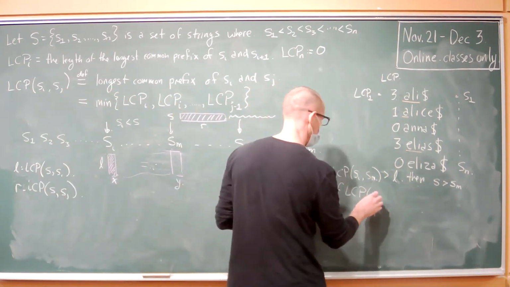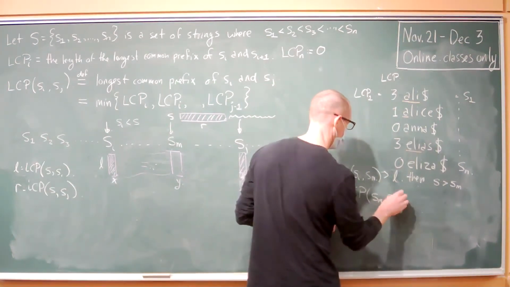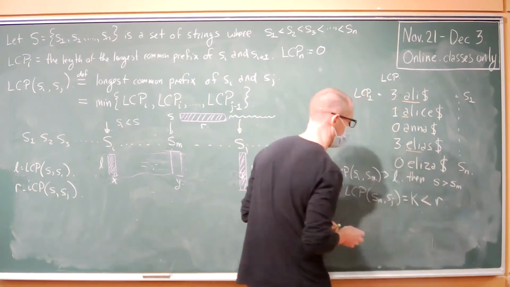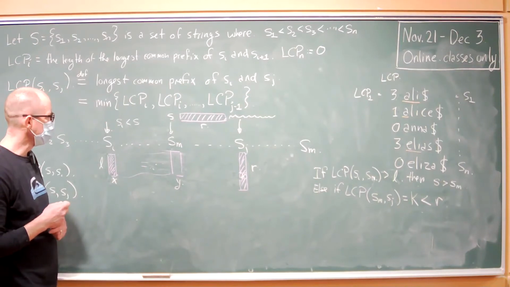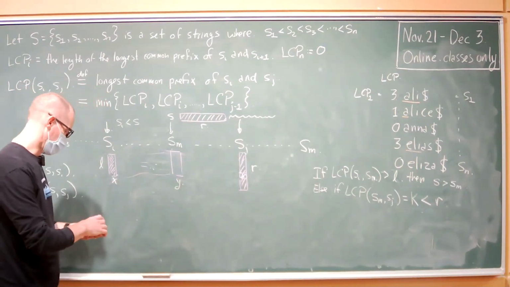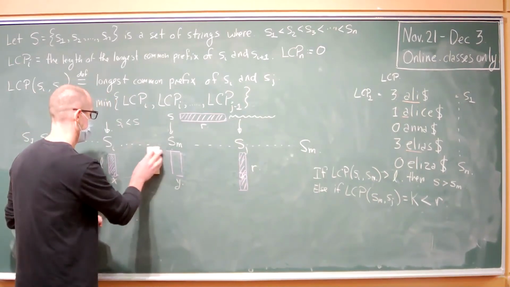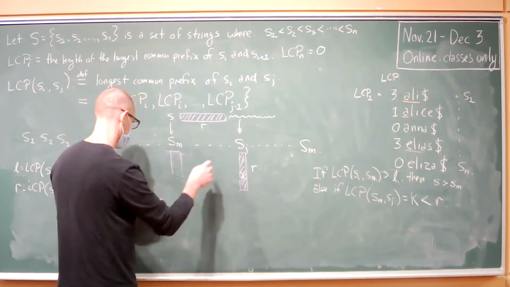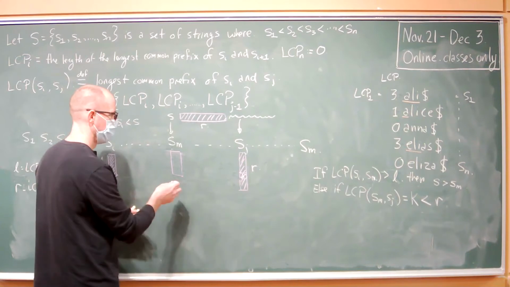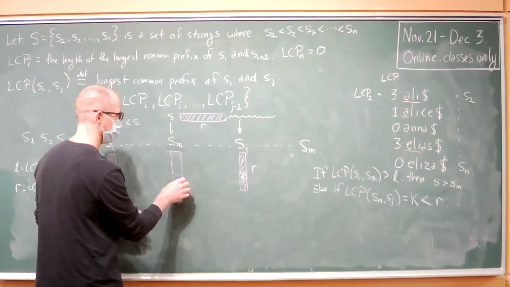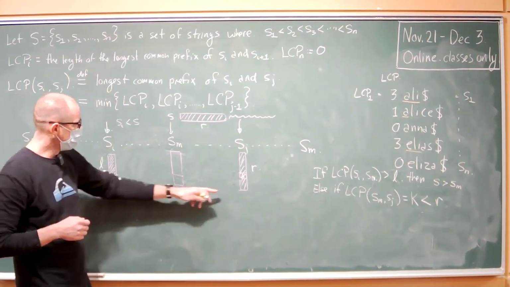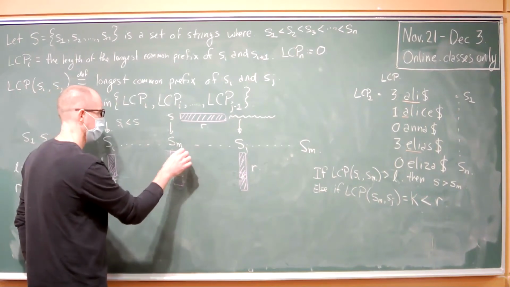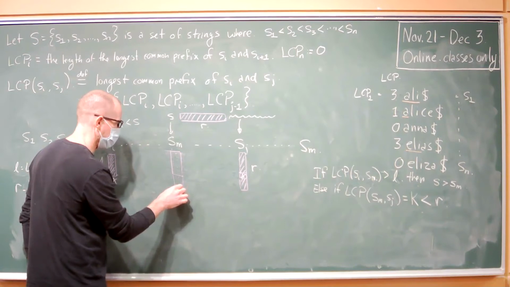So now we're going to look at the LCP of SM and SJ, and let's say that that's K. K could be bigger than or equal to R, or it could be less than R. So let's assume that it's less than R. I look at the LCP of this and this, they agree for some number of additional characters, but not as much as R. So that means that when I compare S, I match, match, match, match, match, match, and then there's a difference here.